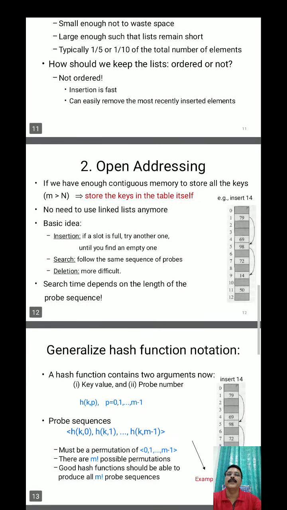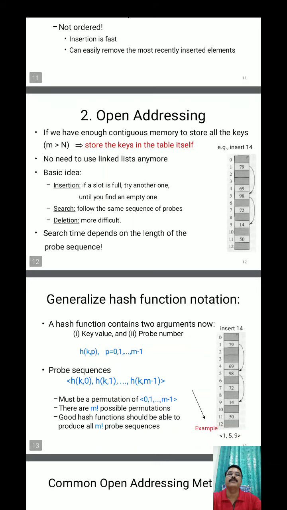Second method, open addressing. If we have enough contiguous memory to store all the keys, that is, small m greater than n, we can store the keys in the table itself. So there is no need to use a linked list anymore. The basic idea for insertion: if a slot is full, try another one until you find an empty one. For searching, follow the same sequence of probes, and deletion may be more difficult in open addressing. Search time depends on the length of the probe sequence. As shown in this figure, for example, to insert 14, the location 9 is used.